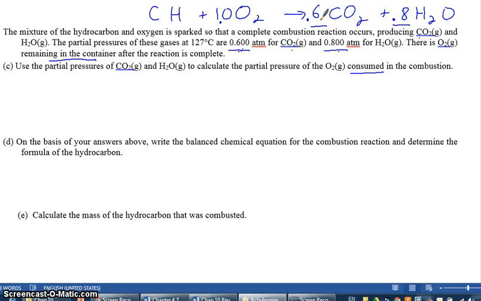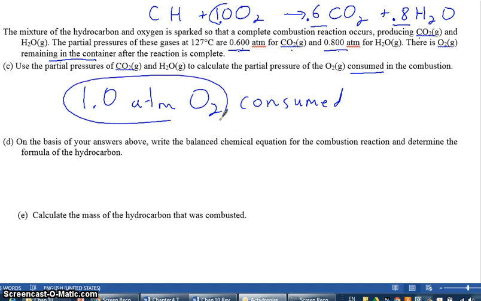Apologize. Okay, so the answer is right there. 1.0 for the atmospheres. 1.0 ATM of O2 consumed. So again, it seemed simpler than it was, but coming at this question without knowing this, you may have had to scratch your head for a few hours.